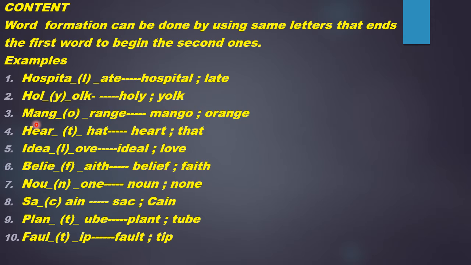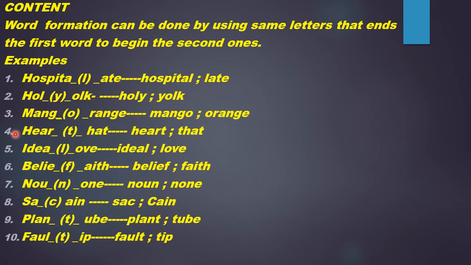Now in number 3, we are given man. We are trying to look for a letter that will complete the word to form a meaningful word, and then start the other one to form a meaningful word, range. So we had to choose letter O. Remember, you have to make use of critical thinking to know the alphabet that will suit the given space. So we had to use letter O to give us mango and orange.